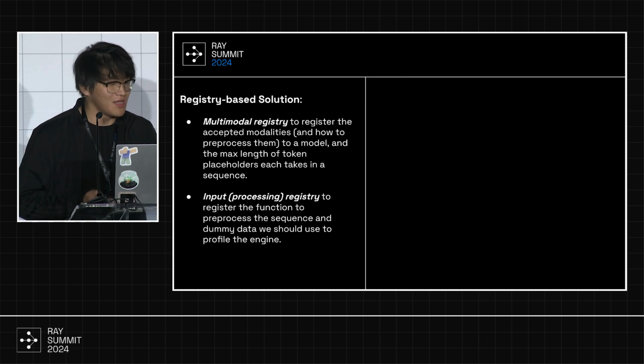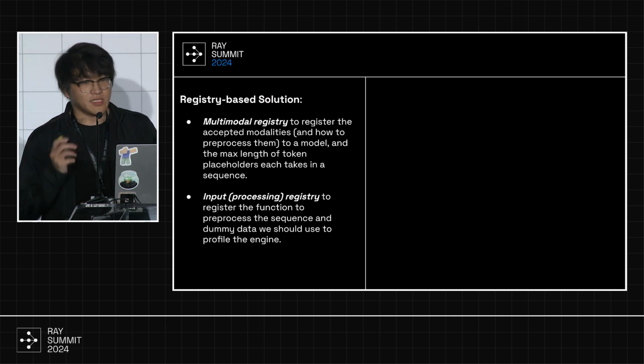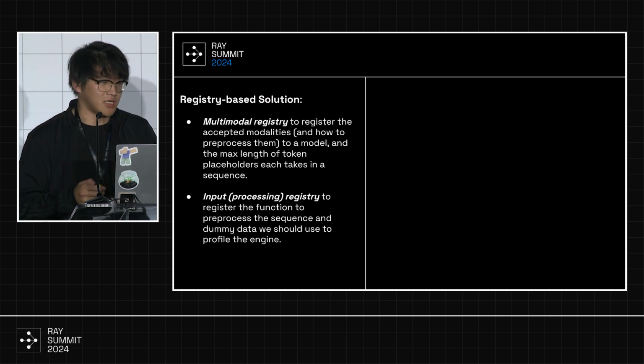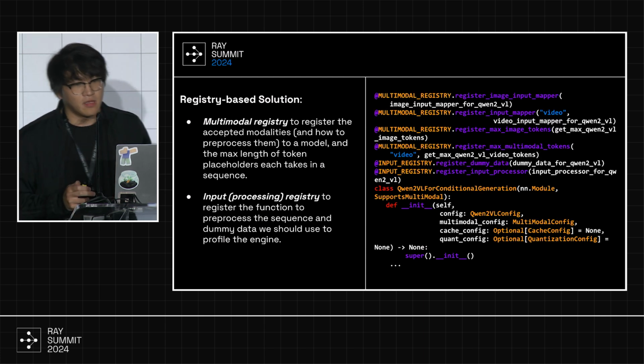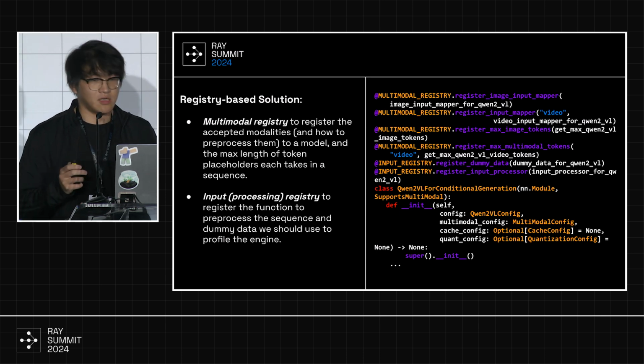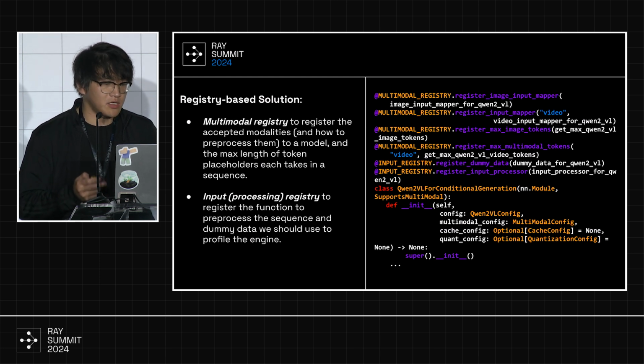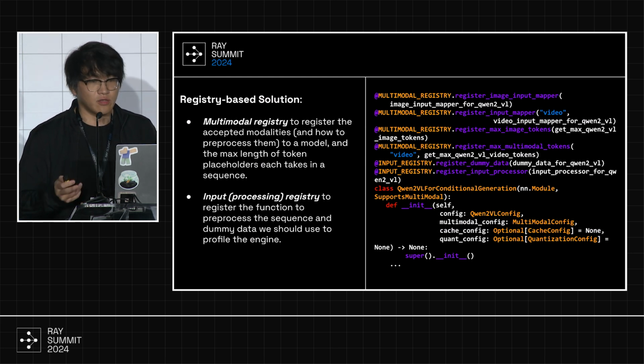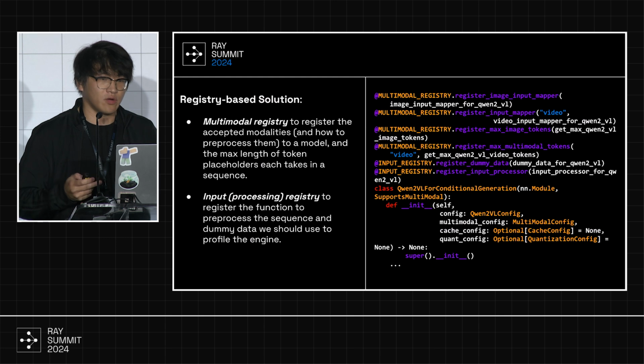I'll skip through the whole journey, but I'll give you the solution. At the end, we landed on a registry-based solution, and you can skip the text on the left, because I will show you an example. On the right, we have an example of the Qwen2-VL model that just came out. Actually, the model PR came from the Qwen team. Here you can see that this model takes image and video as input.